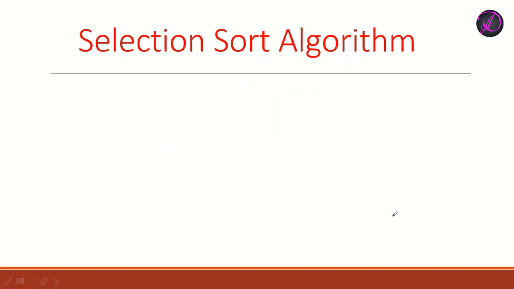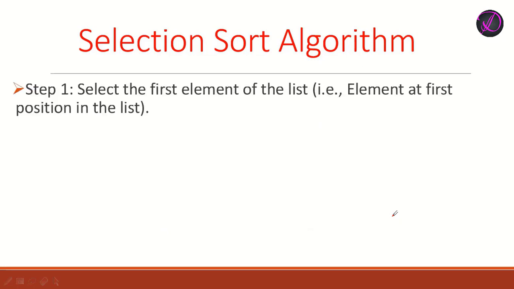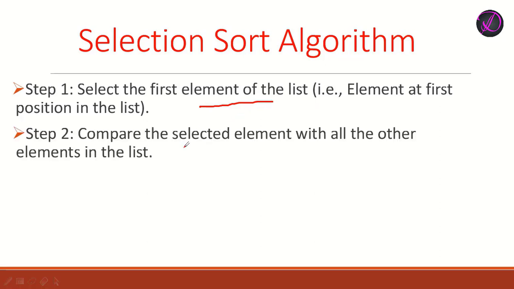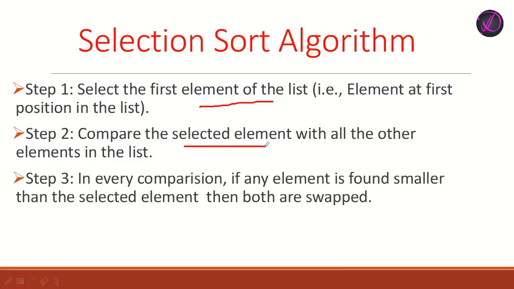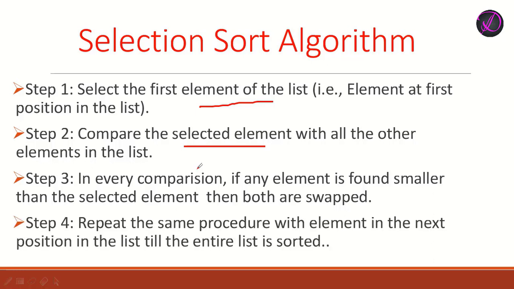Now we see the selection sort algorithm. Its first step is to select the first element of the list. Then you have to compare the selected element with all other elements in the list. In every comparison, if any element is found smaller, then you have to move it to the first position, and repeat this step again and again to sort the list that is unsorted.